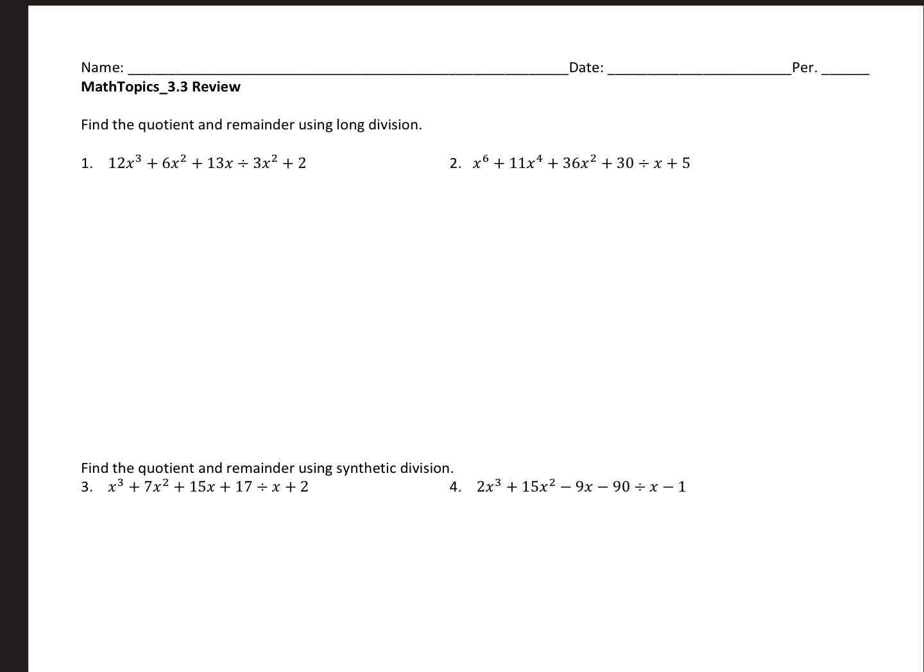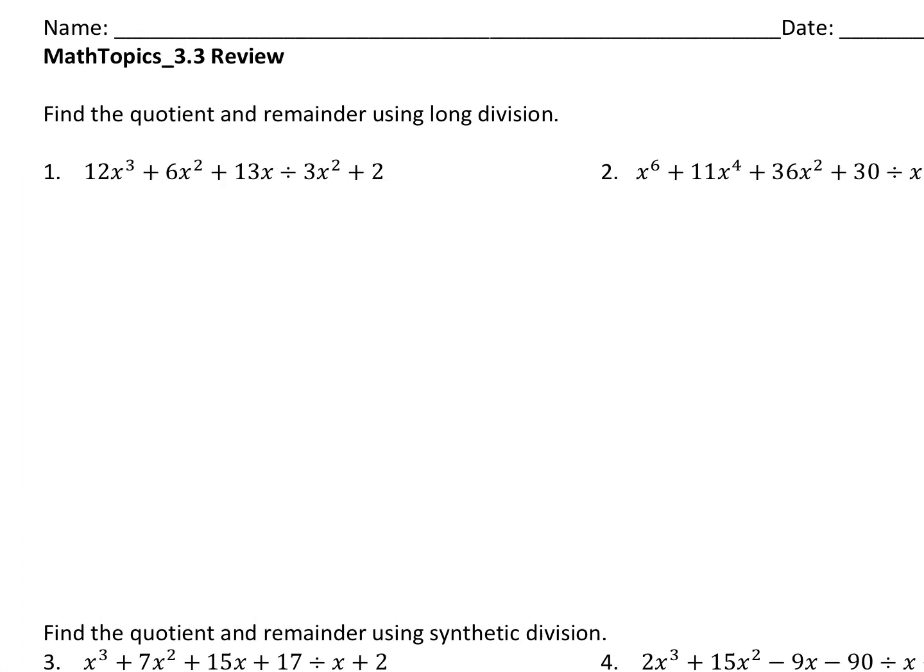So this, again, is your review for 3.3. There's a lot of division in here, whether it's long division, synthetic division, and so on. So for number 1, you're finding the quotient and the remainder using long division. You're given 12x cubed plus 6x squared plus 13x divided by 3x squared plus 2.